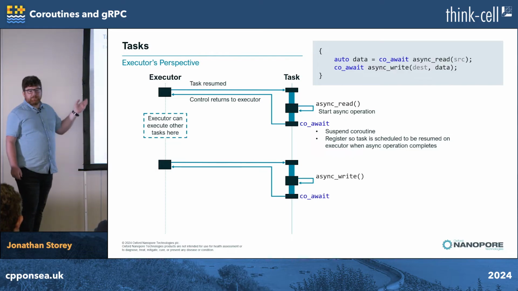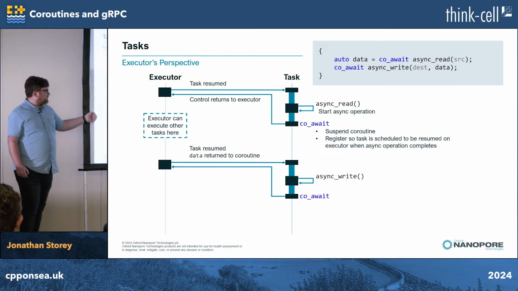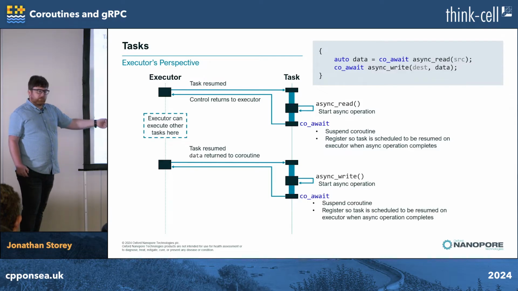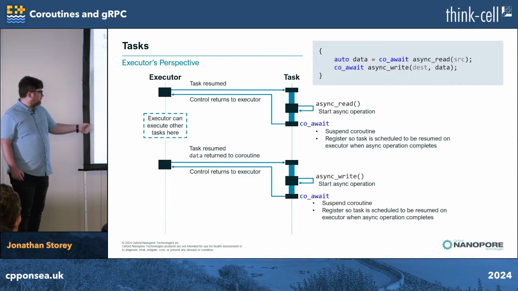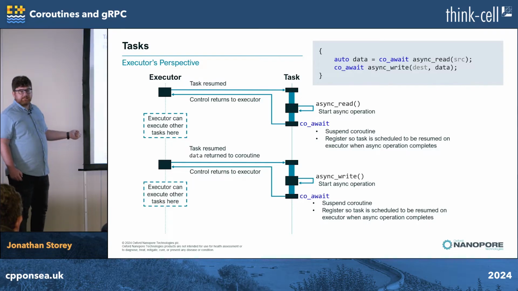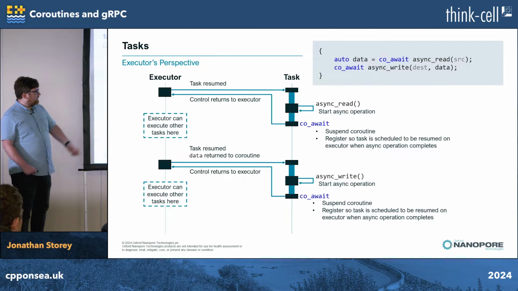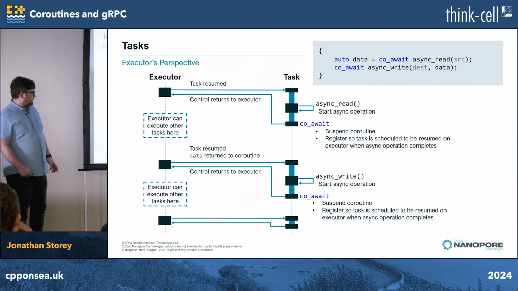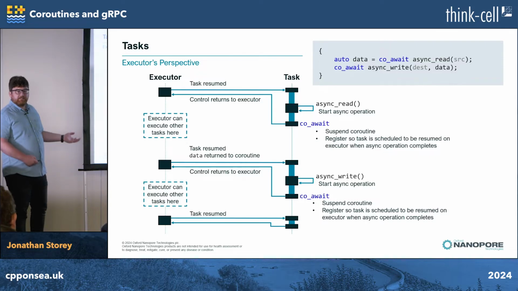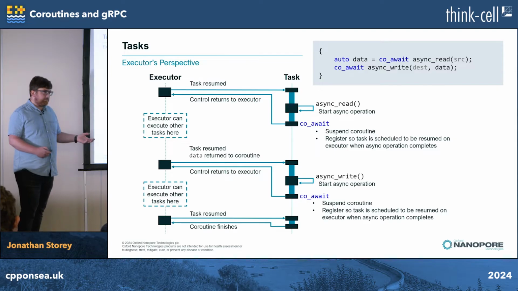At some point, your async operation completes, the task is posted, the task is picked up by the executor and resumed, returns the data for the coroutine, you hit your async write function, which again starts the async operation, hit the co-await, which does the same thing as before, and control returns to the executor, and again the executor can resume other tasks. And then finally, when the async write operation completes, it picks up the coroutine, resumes it, there's nothing to be done, the coroutine finishes, it's not scheduled to be resumed again. Happy with that?